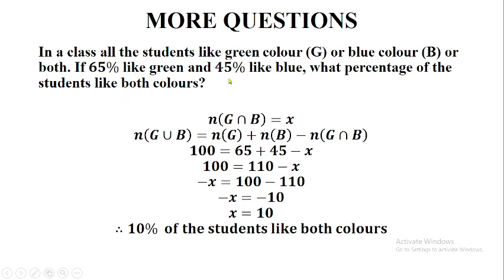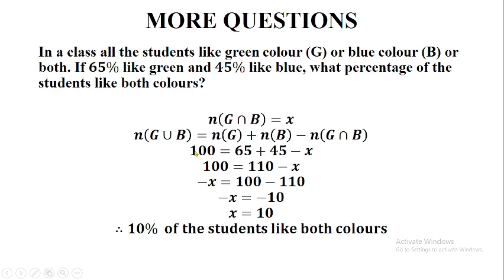What do you mean by 65%? 65% means 65 out of 100. Also 45% here means 45 out of 100. So that means technically we have 100 out of 100 students in the school. I hope you understand what we are doing there. So you have 100 here.